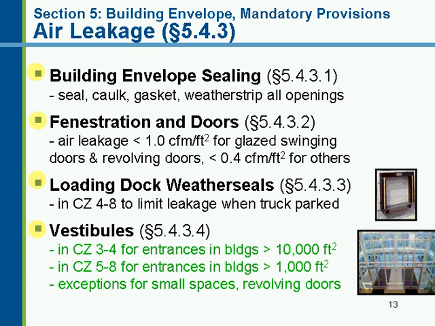Now, there are some key exceptions to this: revolving doors and small spaces. Those small spaces are considered to be, for the colder climates, 5, 6, 7, and 8, the spaces that are less than 1,000 square feet in area. So if you have some small retail tenants on the ground floor of a 20-story office building, as long as they're small spaces, then they would not need a vestibule into their particular space.